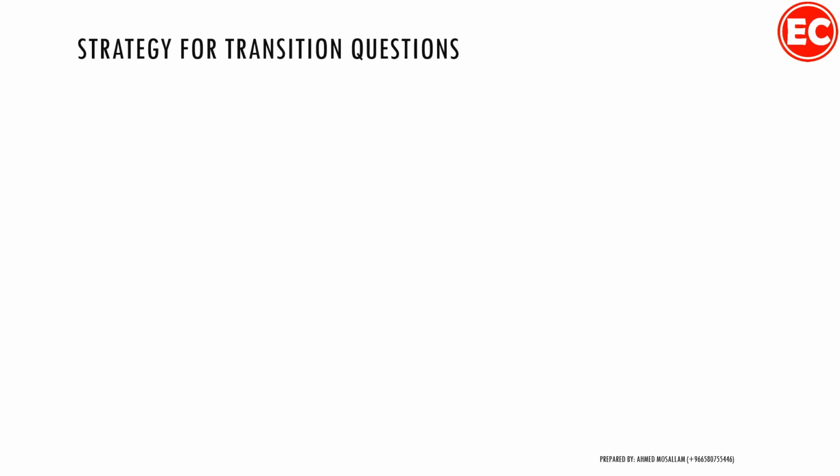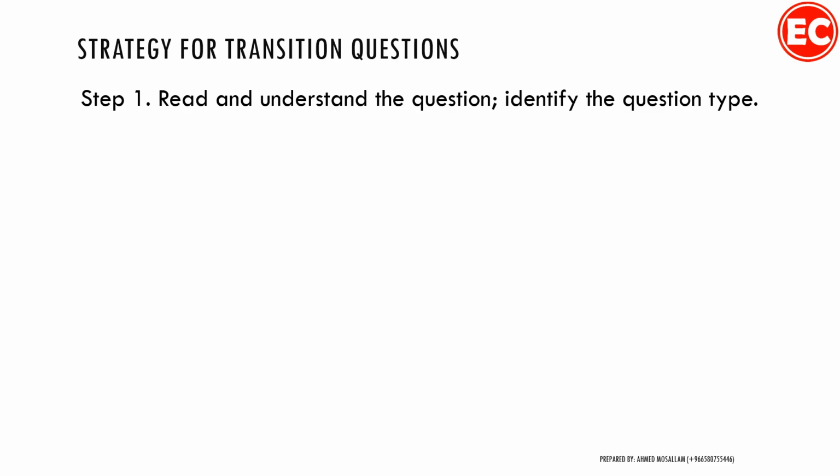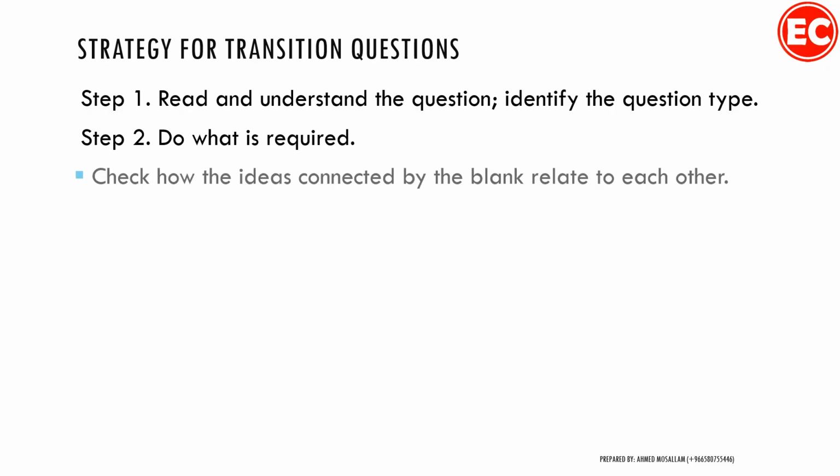Now, what is the strategy for transition questions? A very simple strategy. For sure, as usual, understand the question, identify the question type, and do what is required, which is to check how the ideas connected by the blank relate to each other. As we said, it's a relationship between two sentences, one before the blank and one after the blank. Eliminate the wrong direction transitions that we mentioned in the previous table: same direction, opposite direction or change in direction, or cause and effect.